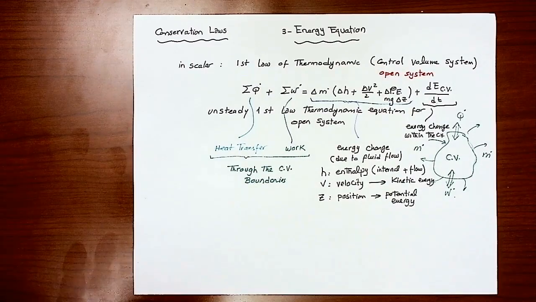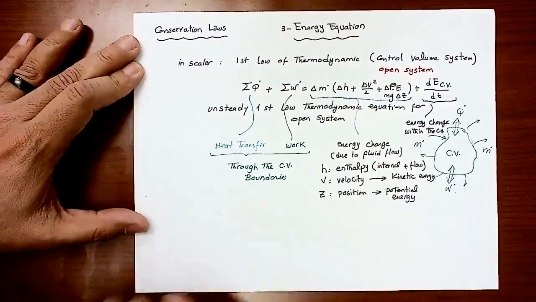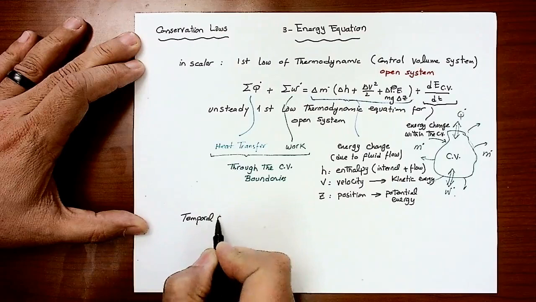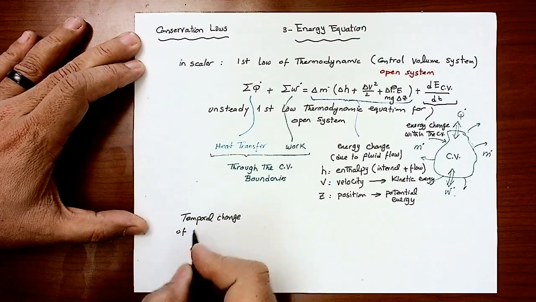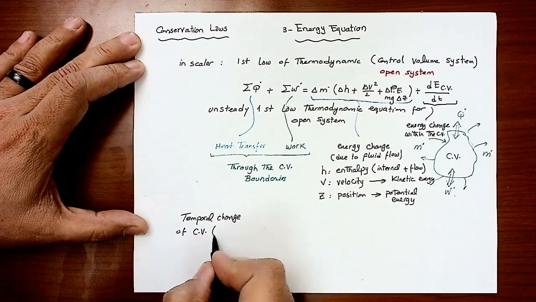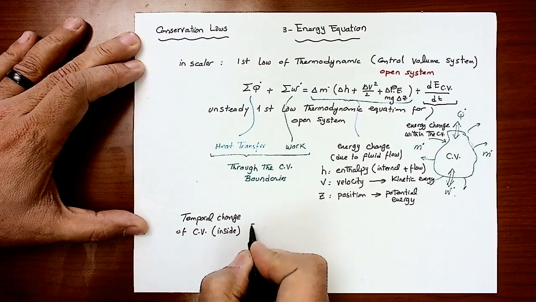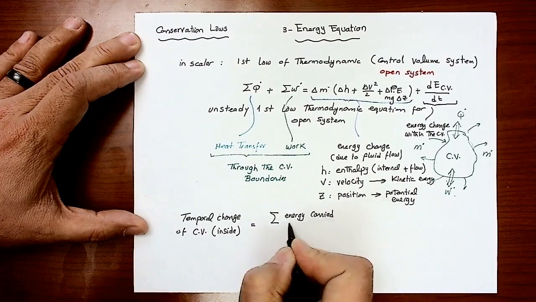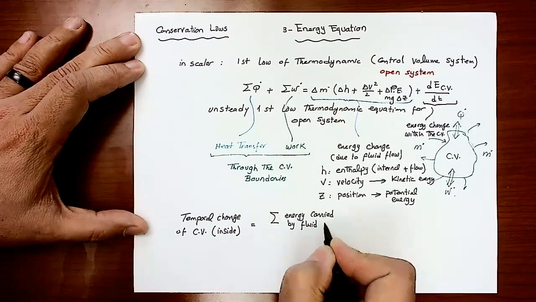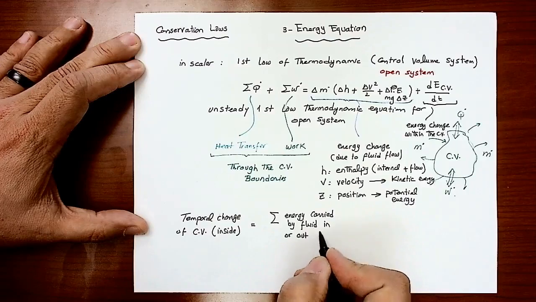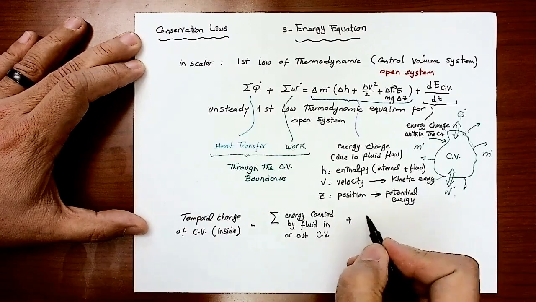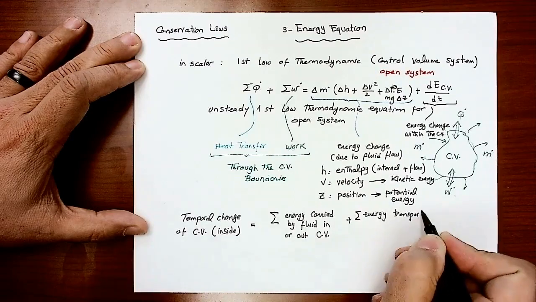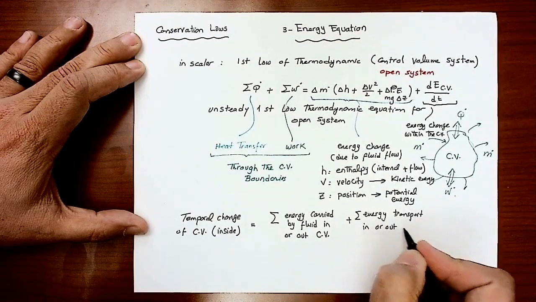So if I would like to write the general equation here, I would say the following. The general description of the energy balance equation is the temporal change of energy inside that control volume, which should equal the summation of energy carried by fluid going in or out of that control volume, plus the summation of energy transport in or out of the control volume.